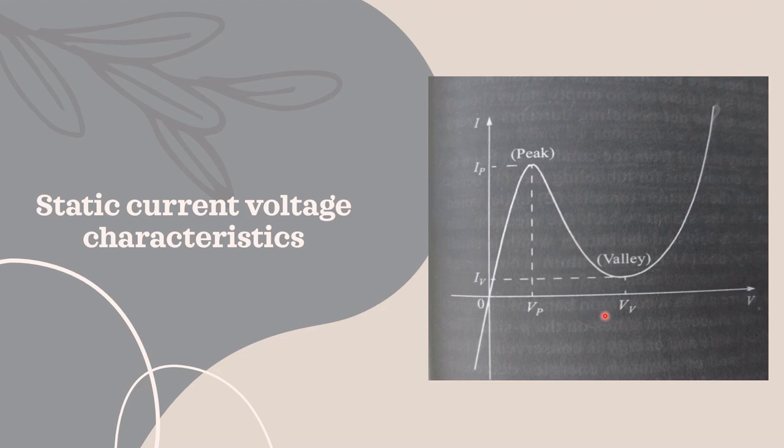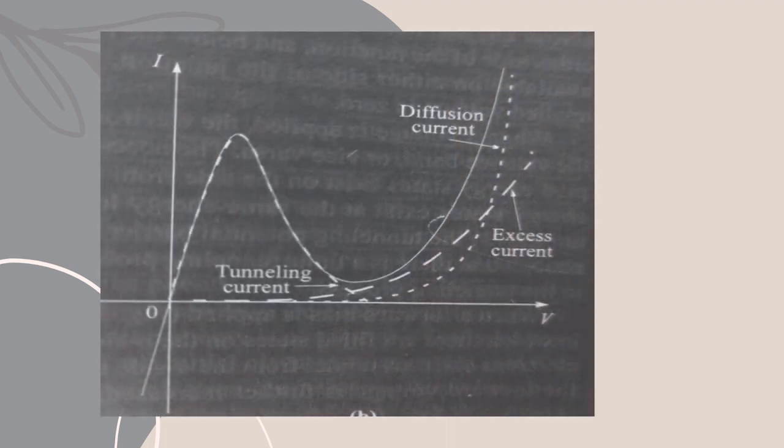So this is the forward direction characteristic curve: first the current increases to a maximum point, and then the current starts decreasing to the valley point. So this is the static current-voltage characteristic of a typical tunnel diode, right?